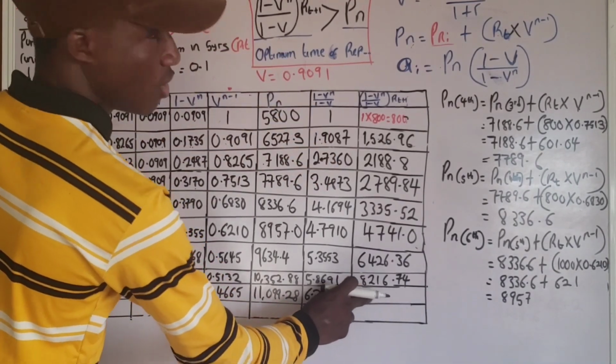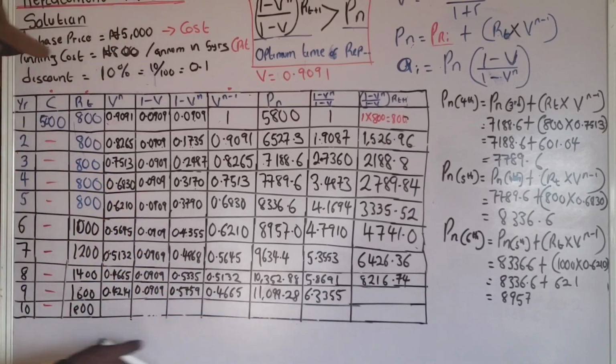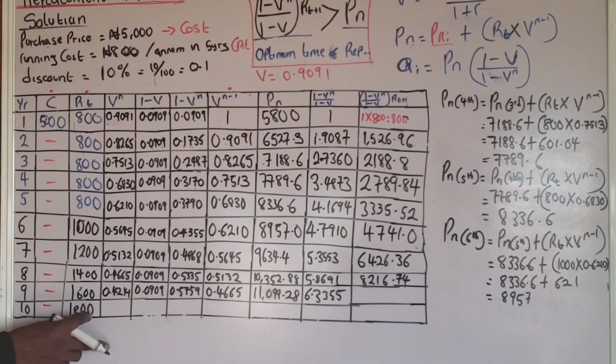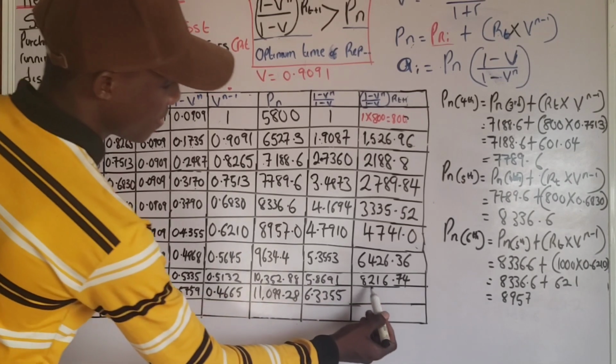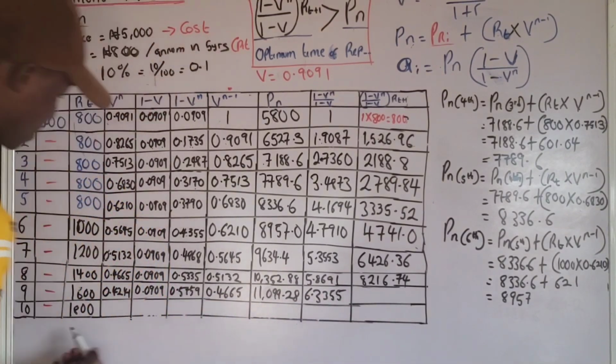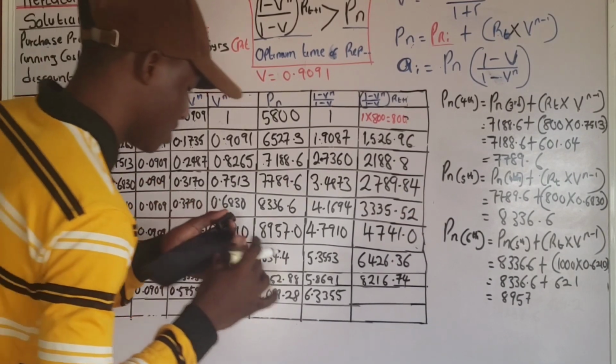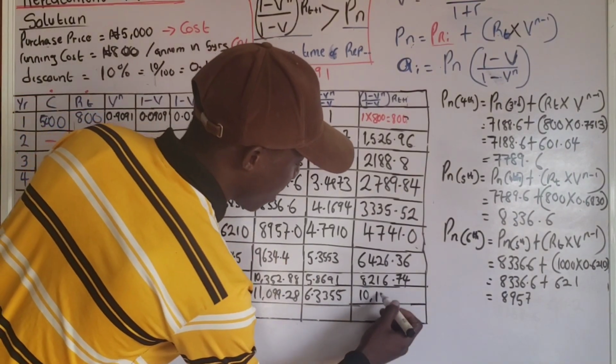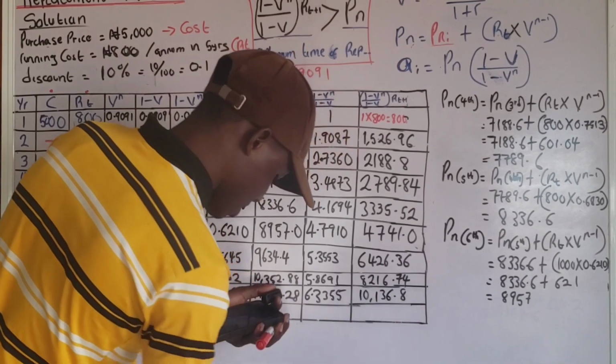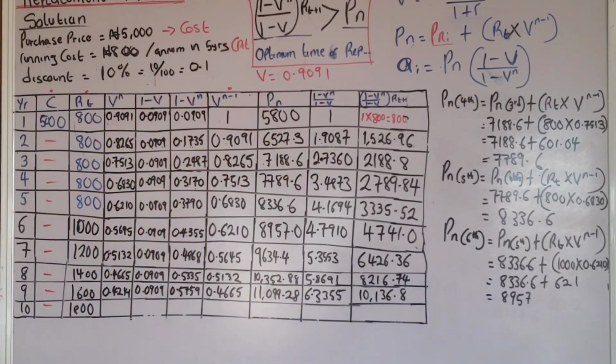To get the value of this, we're going to multiply this by the running cost of year 10. You understand? So here I'm going to have 6.3355 multiplied by 1,800. That will give us 10,136.8. Okay. Now let's proceed to the 10th year.